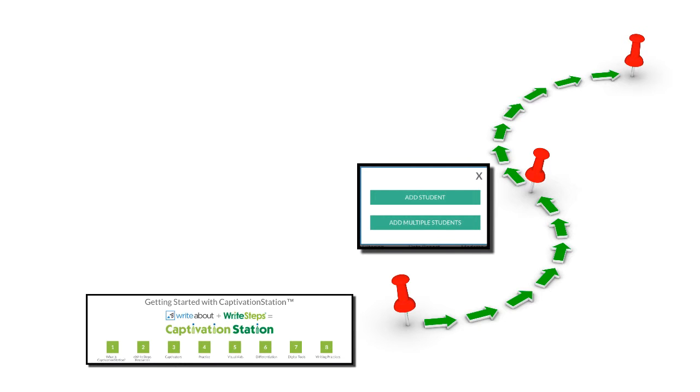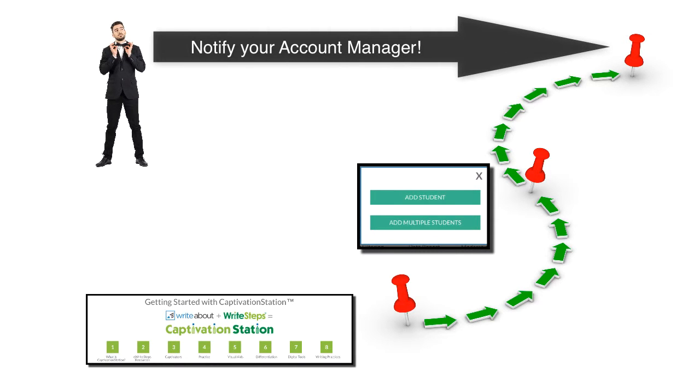The final step to take before your students can actually begin using CaptivationStation is to notify the designated account manager. That person must activate CaptivationStation for the students. This is very important. Otherwise, your students will be able to log in to WriteAbout, but they will not be able to see any of the CaptivationStation content.